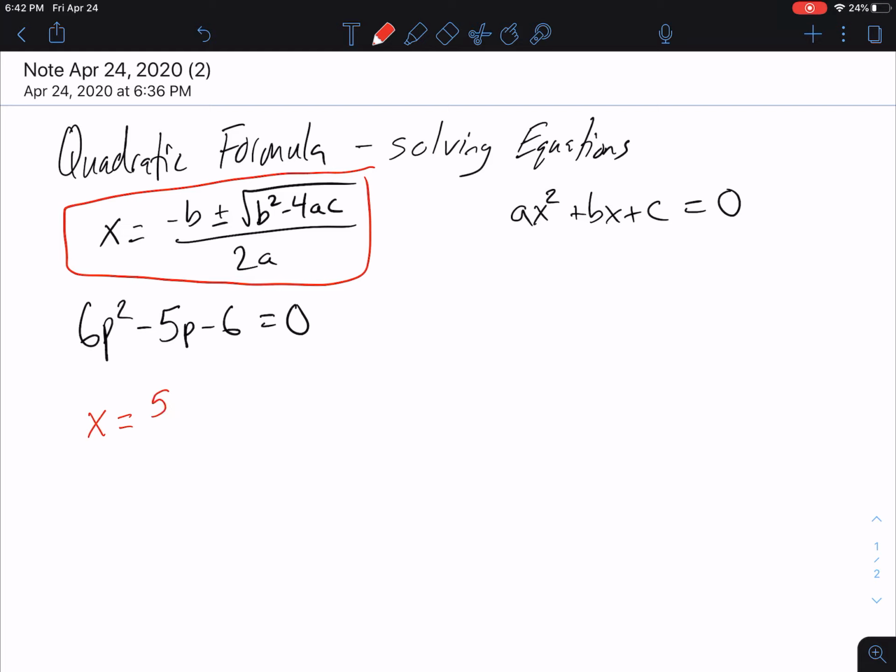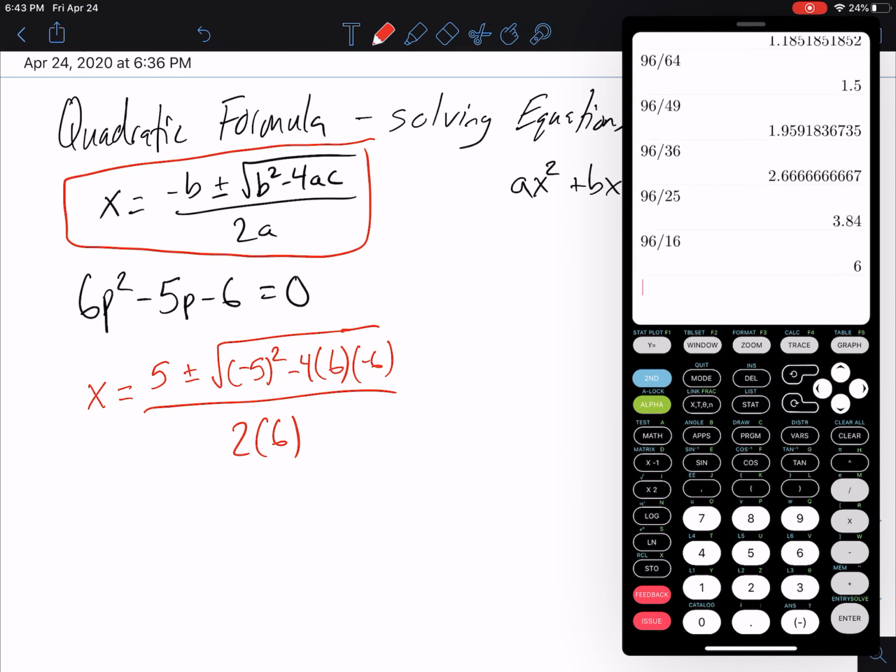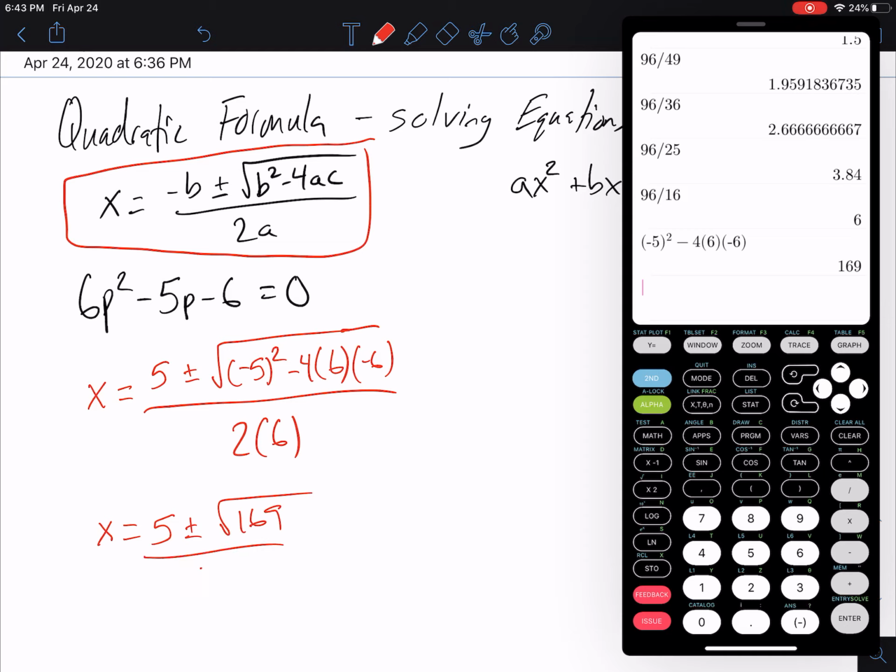Okay, so negative b is negative 5, so we'll get 5 plus or minus the square root of negative 5 squared minus 4 times 6 times negative 6 all over 2 times 6. Now, again, if you remember, the very first thing that we do is we plug what's under the radical into our calculator. And we get 169. So we get x equals 5 plus or minus the square root of 169 over 12.